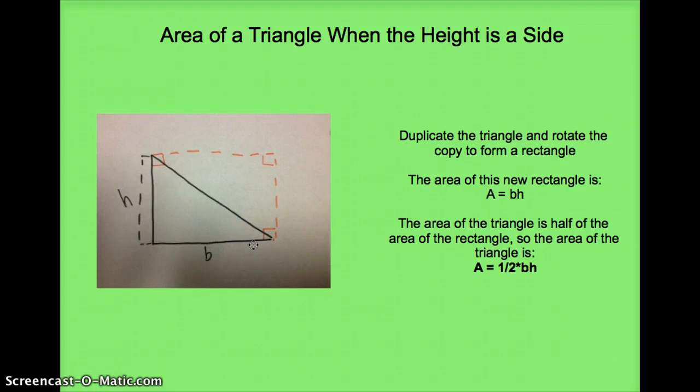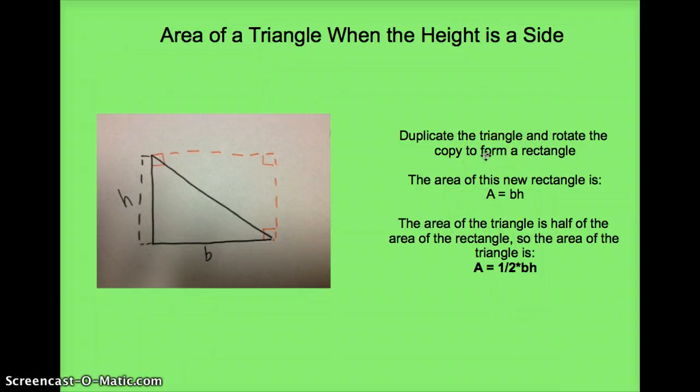To figure this out, we are going to duplicate the triangle. So we have two of these, and we're going to rotate the copy to form a rectangle. By rotating this copy of our initial triangle, we are given this orange triangle. And so we're given a rectangle. We already know how to find the area of a rectangle. So for the area of the rectangle, we're going to take the height times the base. So our area is A equals base times height.